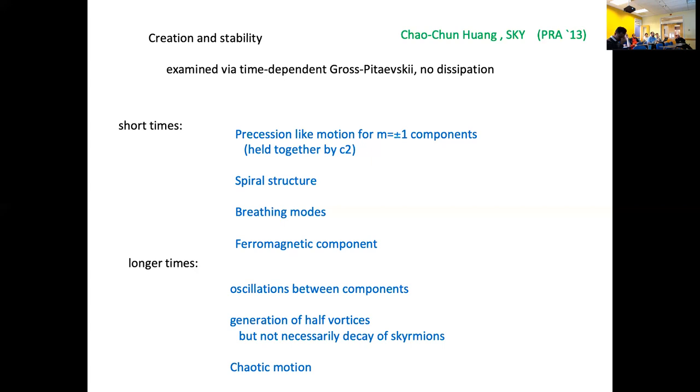And in the longer times, we do see creation of hard vortices. However, since you have no dissipation, we actually see creation and then pair annihilation. And that's something that we see. And then actually for a long time, these processes just keep going on and on until everything got into a mess, okay? So this is what we got.